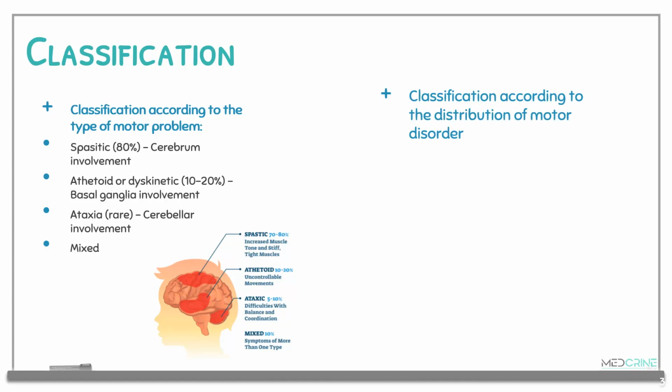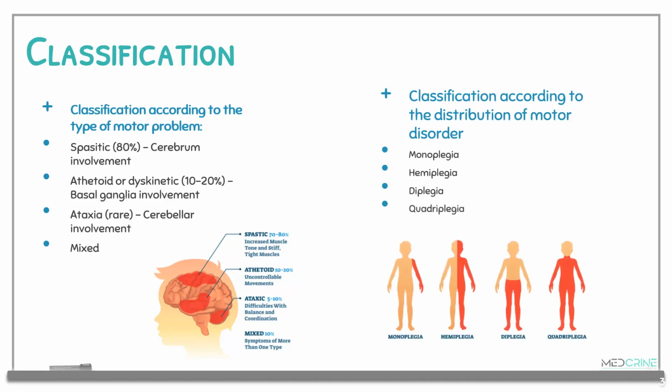When cerebral palsy is classified based on the distribution of motor disorders, we have 4 types of cerebral palsy. That is the monoplegic, hemiplegic, diplegic, and quadriplegic.